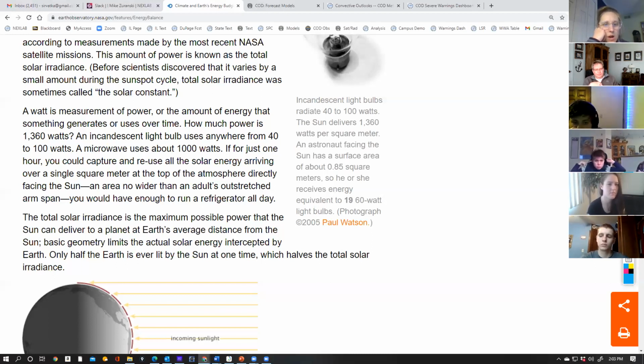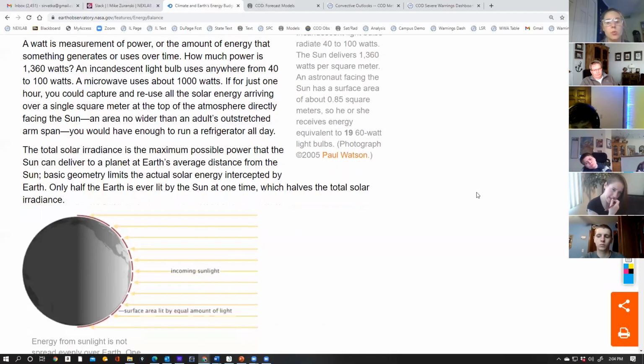If for just one hour you could capture and reuse all the solar energy arriving over a single square meter at the top of the atmosphere directly facing the sun, an area no wider than an adult's outstretched arm span, you would have enough to run a refrigerator all day. The total solar irradiance is the maximum possible power that the sun can deliver to a planet at Earth's average distance from the sun. Basic geometry limits the actual solar energy intercepted by Earth. Only half the Earth is ever lit by the sun at one time, which halves the total solar irradiance.